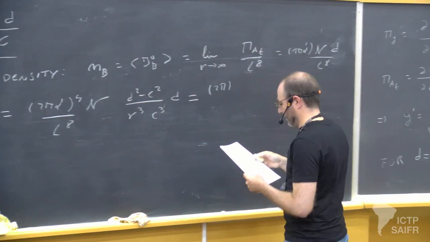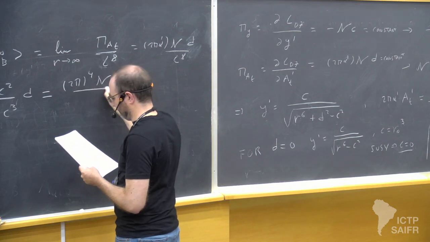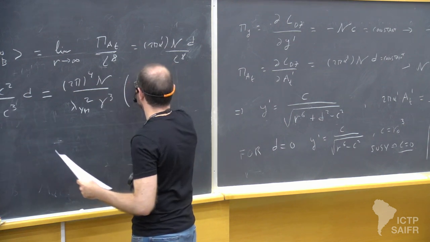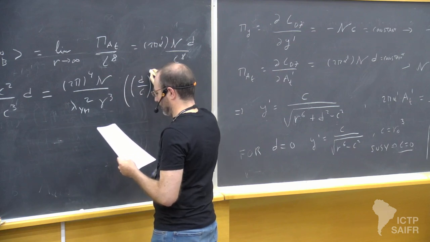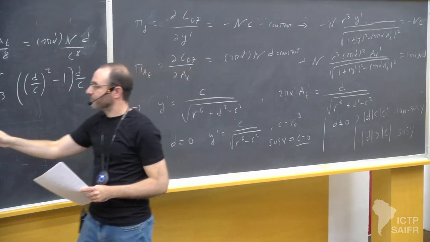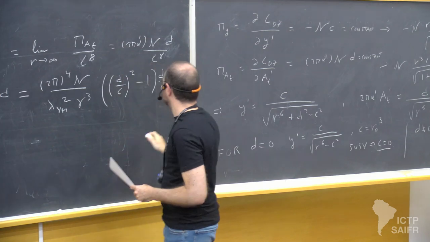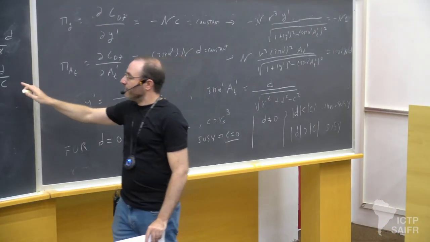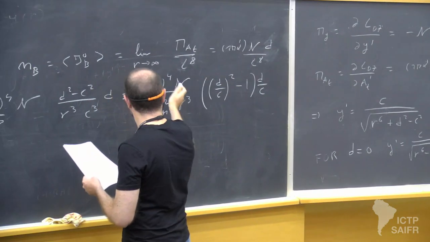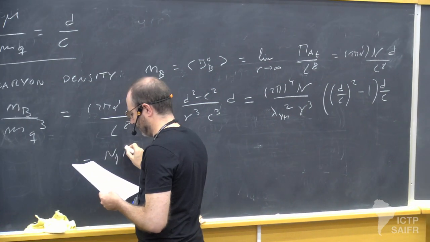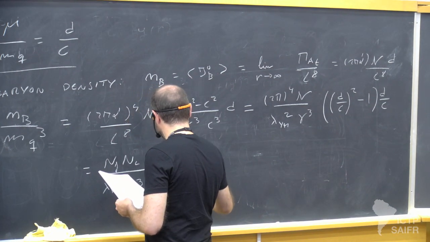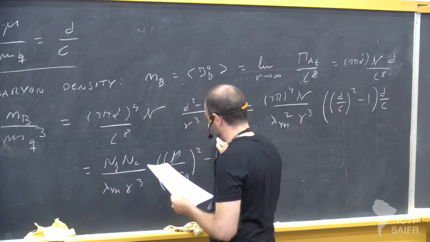Okay, so now this becomes something like 2 pi to the 4, this constant, lambda Yang-Mills square, gamma cube. And then here I have something like (d over c) square minus 1 times d over c, reorganizing these factors. So this is the cube part, and this is d over c. So once I wrote it in this way, I can use this. So this factor, one can work it out. So it becomes this thing here. And then you have mu over m_q square minus 1 times mu over m_q.